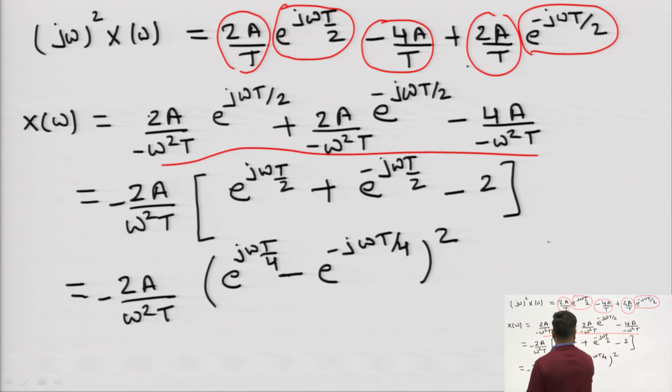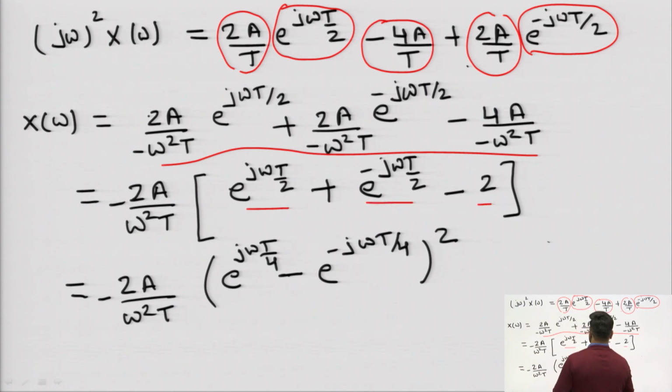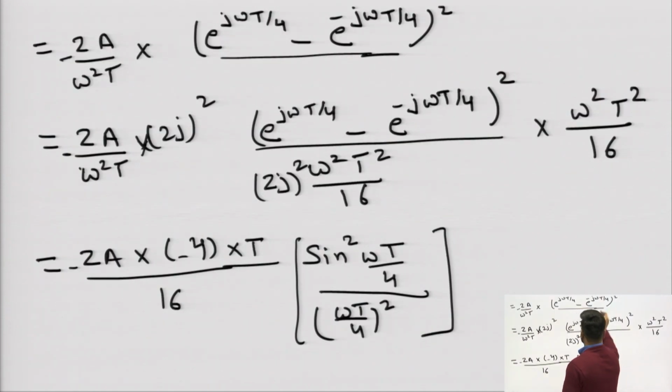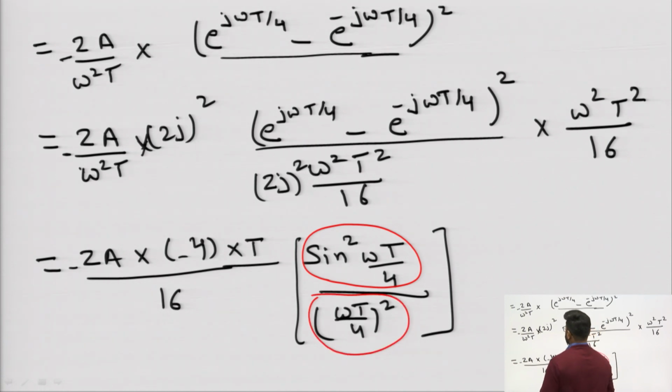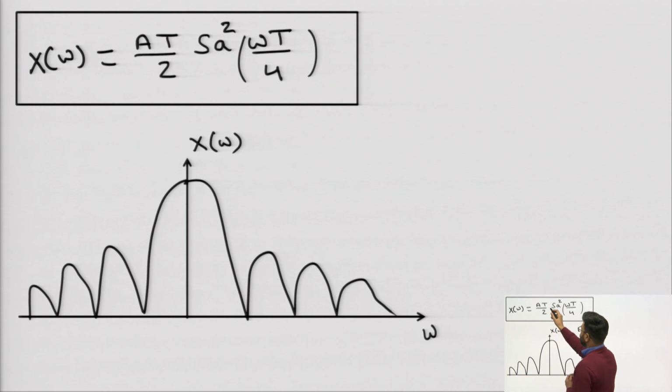Now, we have converted into the formula e to the power j omega t by 2 plus e to the power minus j omega t by 2 minus 2, which can be represented in e to the power j omega t by 4 minus e to the power minus j omega t by 4 whole square, which is a minus b whole square we have used here. Now, again its square value. So, we have converted into the formula of sin square omega t by 4 over omega t by 4 whole square. So, its value will come out a t by 2 sampling square of omega t by 4, and this is the frequency spectrum.